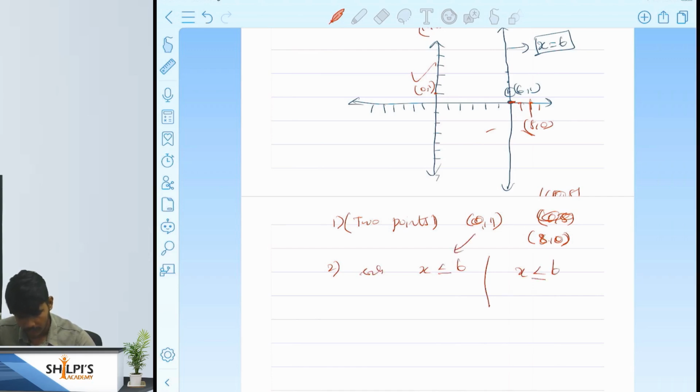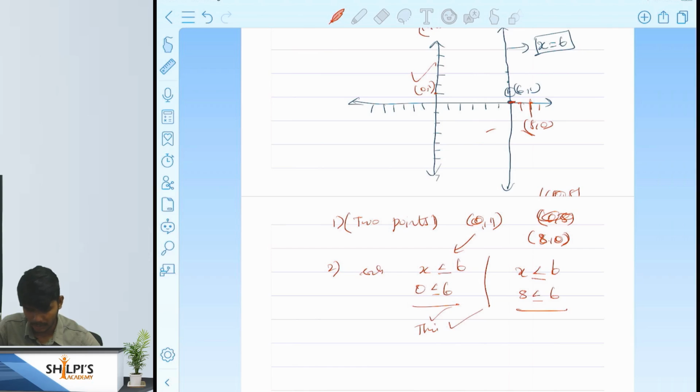So if I substitute this 0 comma 1, I can substitute 0 for x but not 1 for y. 0 less than or equal to 6. Here 8 comma 0, I can substitute 8 for x but not for y. Which one is correct? 0 is less than or equal to 6, that is 0 is a small number, 6 is a greater number. Similarly 8 is less than or equal to 6, which literally means that 8 is a smaller number than 6. Which one is correct? 0 less than or equal to 6. Okay, this one is correct.